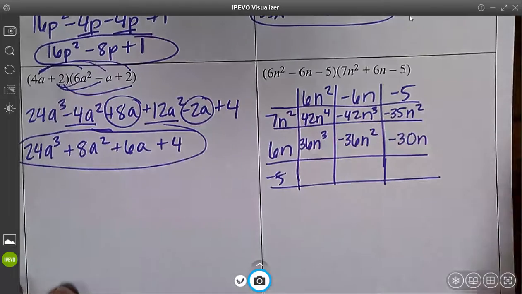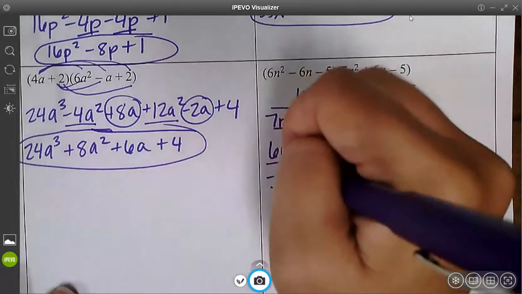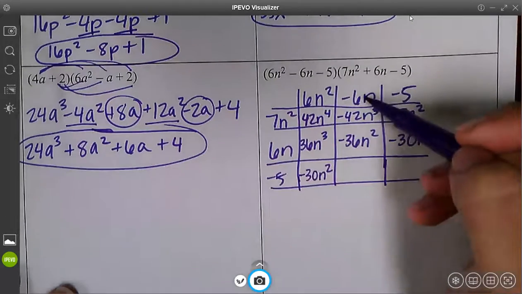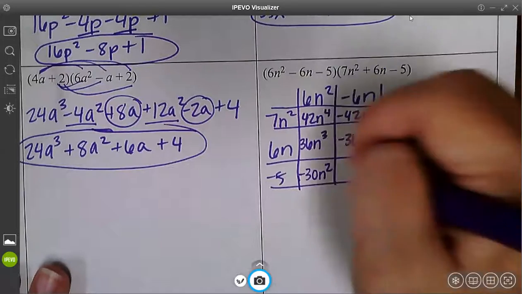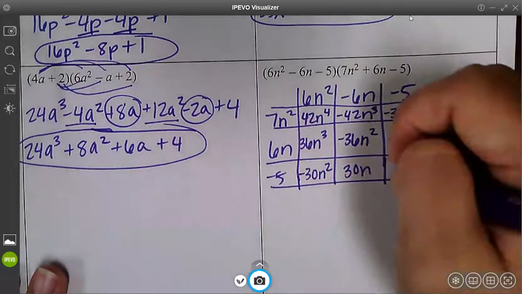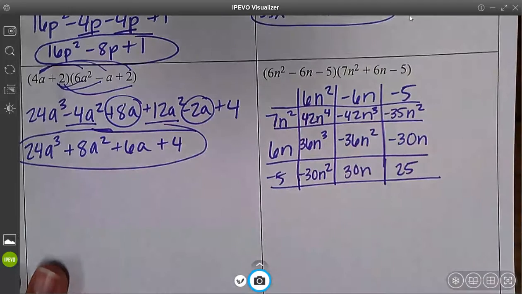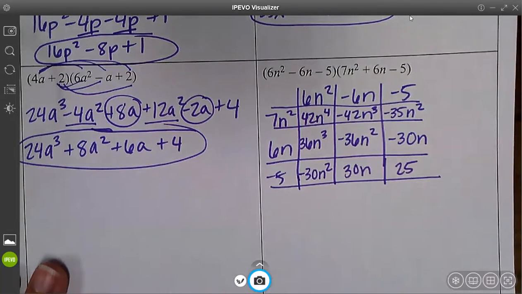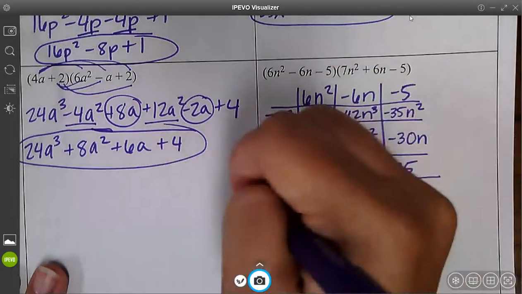6n squared times negative 5 is negative 30n squared. Negative 6n times negative 5 is positive 30n. And negative 5 times negative 5 is positive 25. Then you just want to combine your like terms. You have 42n to the fourth.